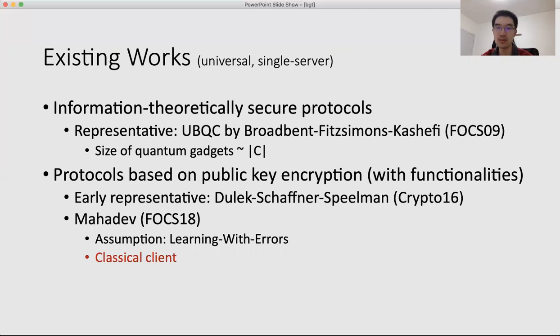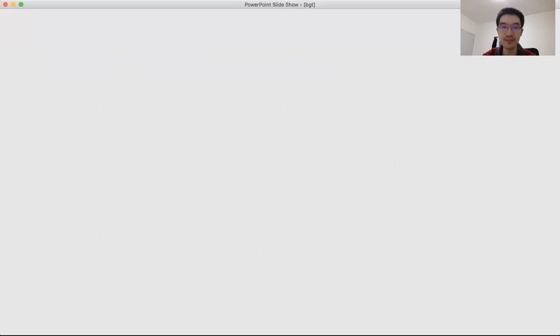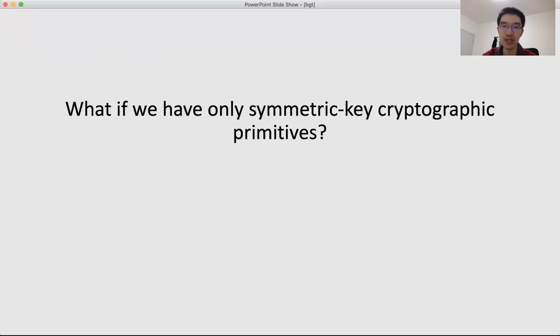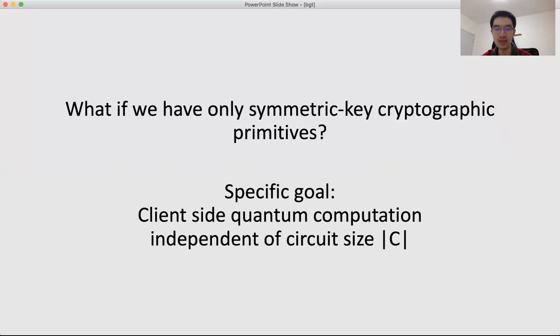In this work, we'll focus on assumptions and ask the following question: what if we only have symmetric cryptographic primitives? And later, we'll model symmetric primitives as a random oracle. We also have a specific goal. We want our protocol to be better than the existing information-theoretic protocols, which means we want the client-side quantum computation to be independent of the size of the circuit C.